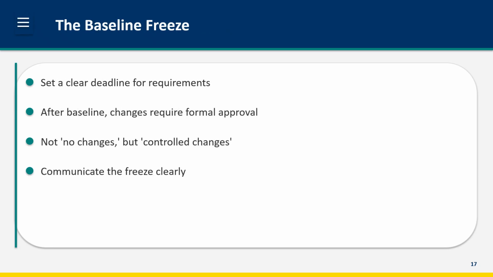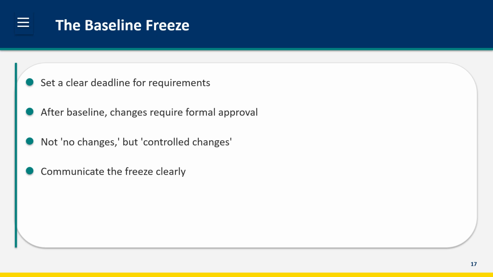A baseline freeze establishes a clear deadline after which requirements are considered final. Before the freeze date, requirements can be added and modified freely. After the freeze, changes require formal approval through change control. The freeze isn't about saying no to all changes. It's about switching from free-form exploration to controlled modification. This distinction matters. Stakeholders who know a freeze is coming will prioritize getting their requirements in before the deadline.